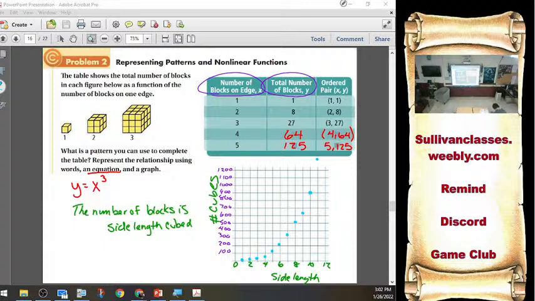So that's why I went big. You don't have to go big. We only had 5 things in our table. You could have gone by 10s and then just gone a hair off-road and you'd be fine. Okay. So what is a pattern you can use to complete the table? Cubes. Represent the relationship using words, check. Equation, check. Graph, check. We're good.